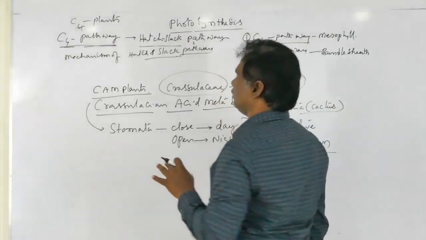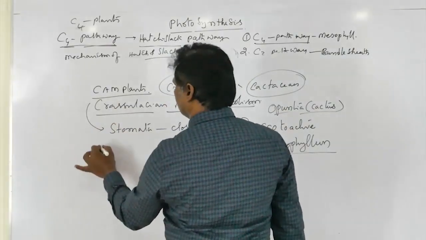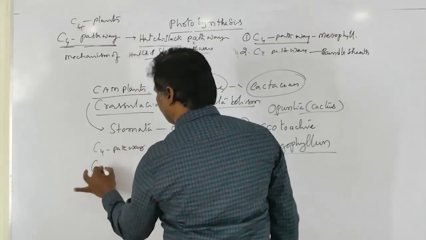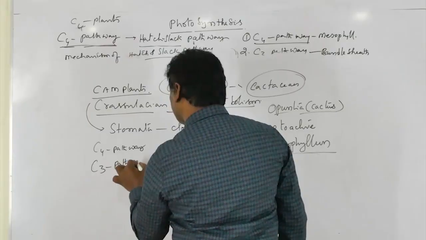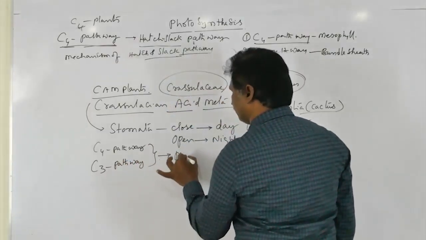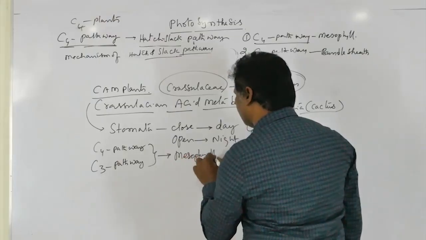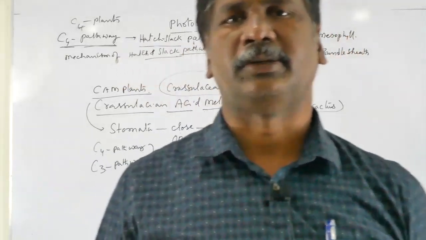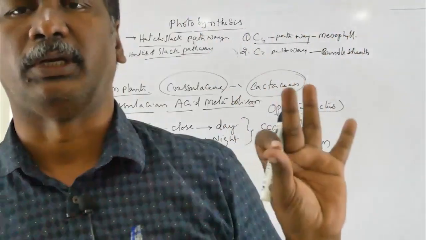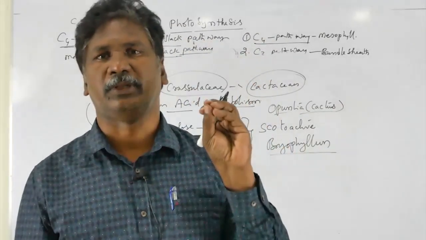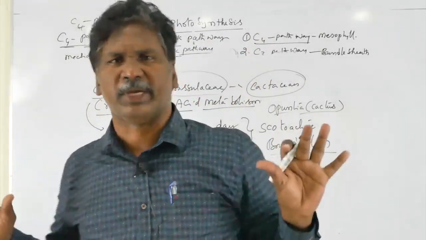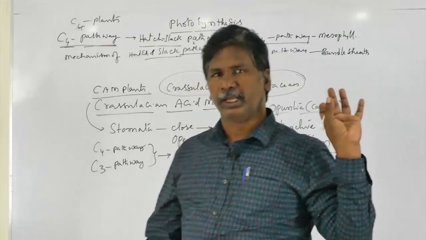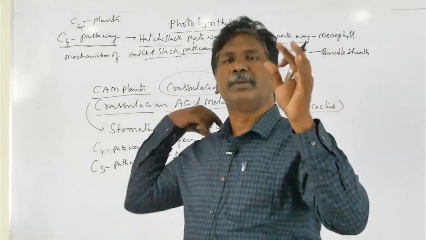In CAM plants, the C4 pathway and C3 pathway both take place within the mesophyll cells. There is no change; all those metabolic activities are the same as those that take place in C4 plants. Both take place within the mesophyll cells. So what is the difference? Only the time gap. Time gap is the difference.